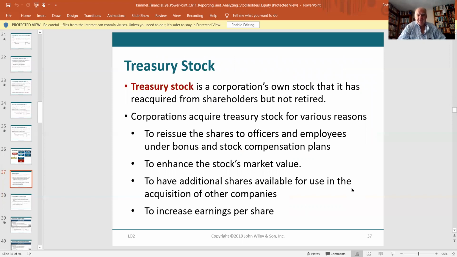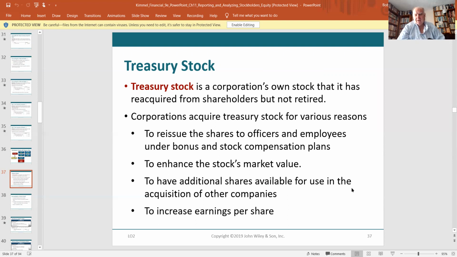It's a corporation's own stock that has been reacquired from shareholders but not retired. Corporations acquire stock for various reasons: to reissue the shares to officers and employees under bonus plans, to enhance the stock's market value, to have additional shares available for use in the acquisition of other companies, to increase earnings per share.